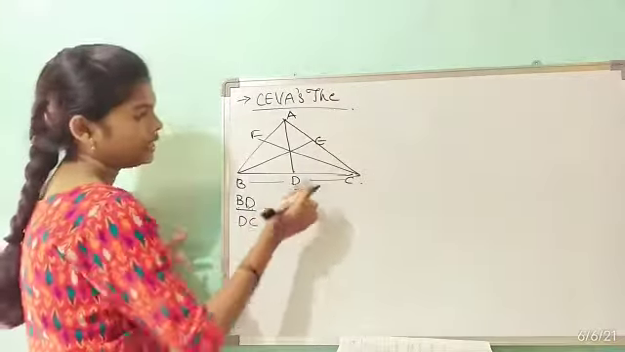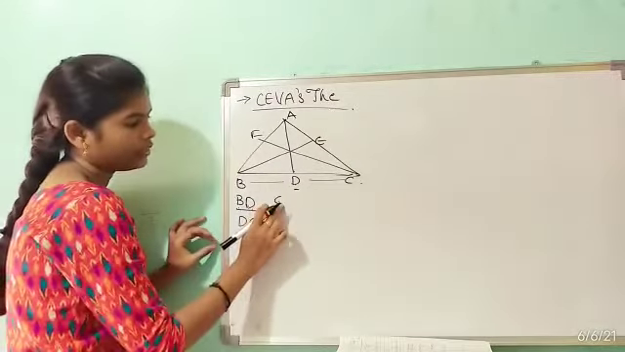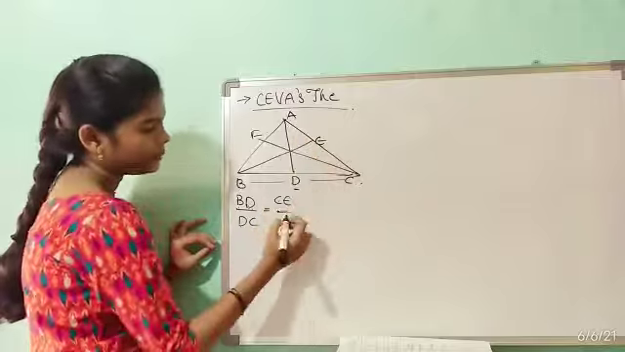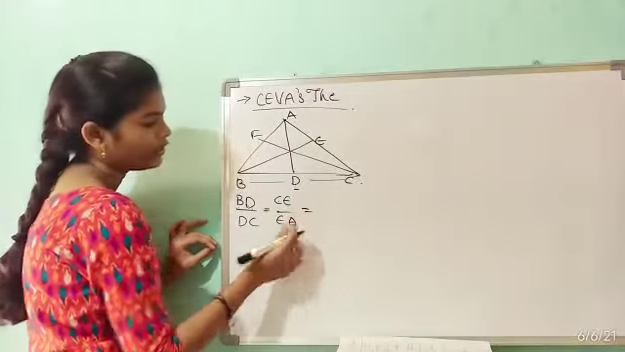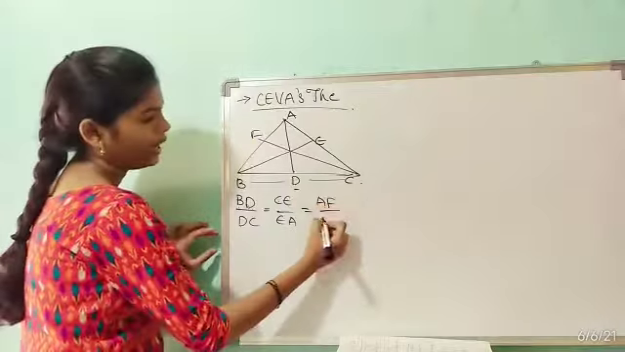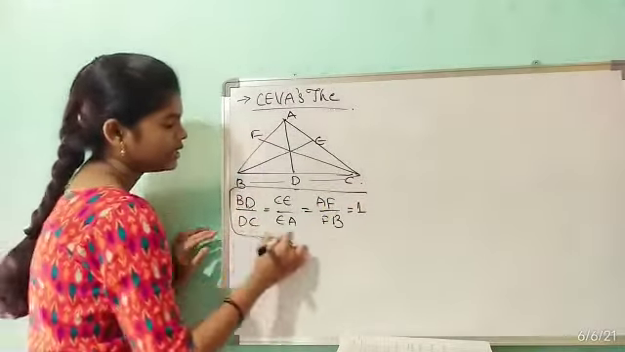This is equal to, if we have stopped with C, we have to continue with C over here, CE by EA. Again you have stopped with A here, AF by FB. This will be equal to 1. This is the Ceva's theorem.